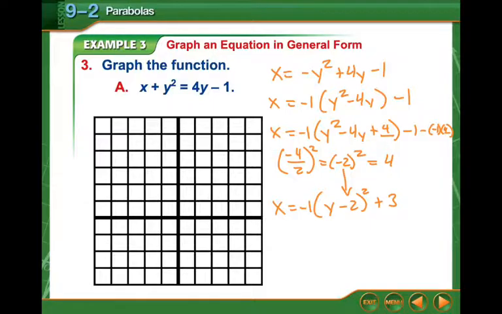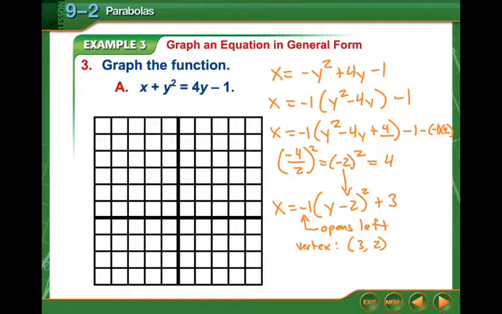So now we know it's opening to the left because of this negative. +1 would open to the right. Our vertex is at 3, 2. And then everything else just follows the normal pattern for a parabola.